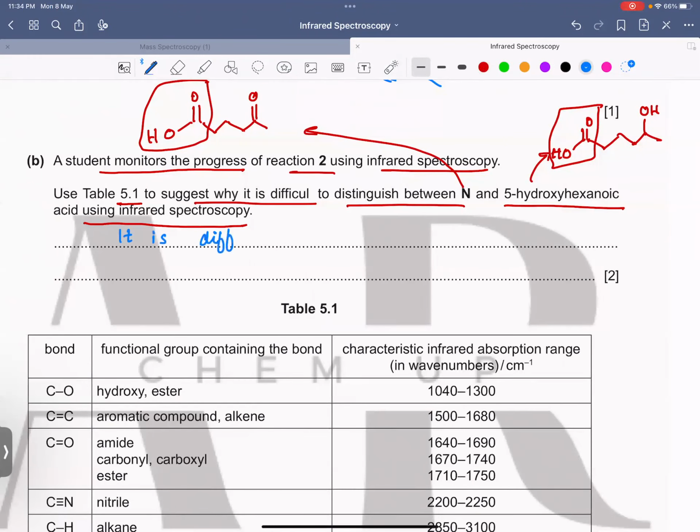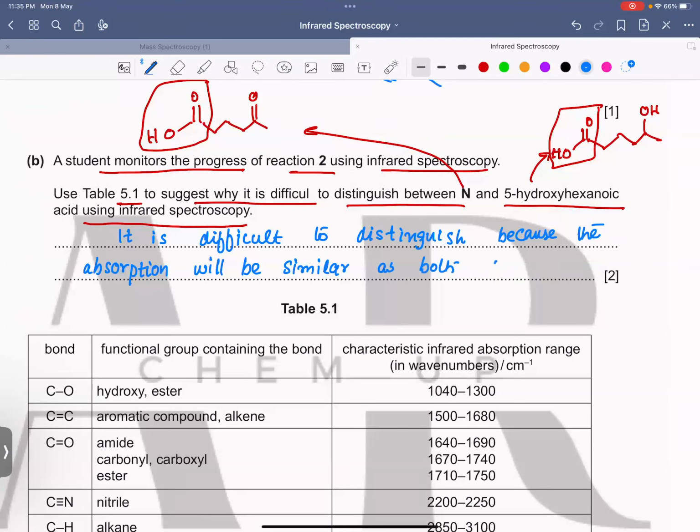It is difficult to distinguish because the absorptions will be similar, as both have the same type of bonds. Is this clear to everyone?